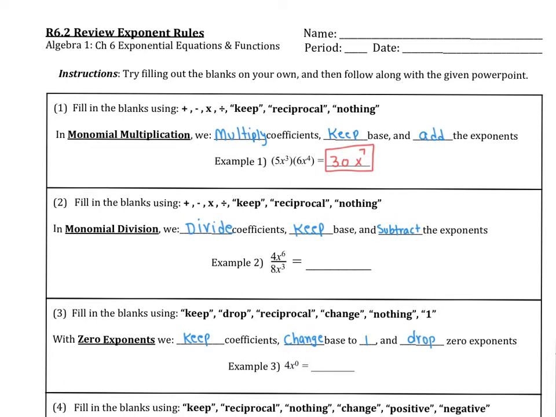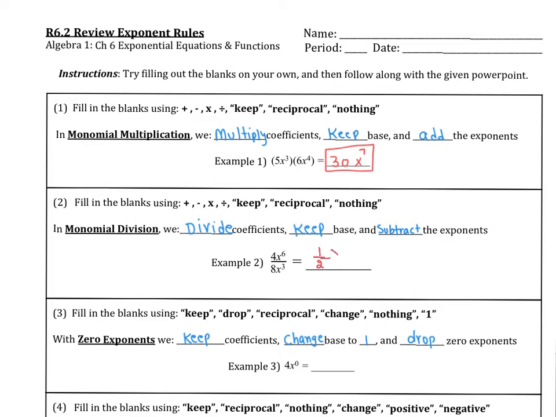Next, we are going to apply the division rule. In monomial division, we divide the coefficient, keep the base, and subtract the exponent. And if you want to solve this example with this definition, then 4 divided by 8 is going to be 1 over 2.